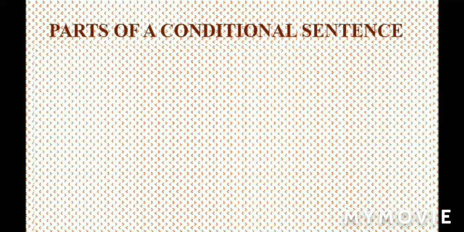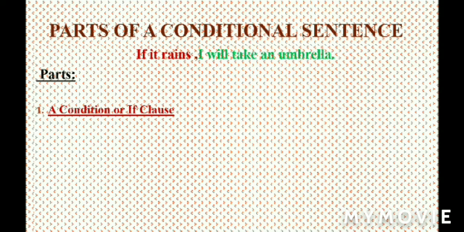How many parts does a conditional sentence have? Basically, it contains an adverb clause beginning with if and an independent clause. Have a look. If it rains, I will take an umbrella. The sentence divides into two colors. The part that is written in red color is a condition or if clause, and the part that is written in green is a result or main clause.